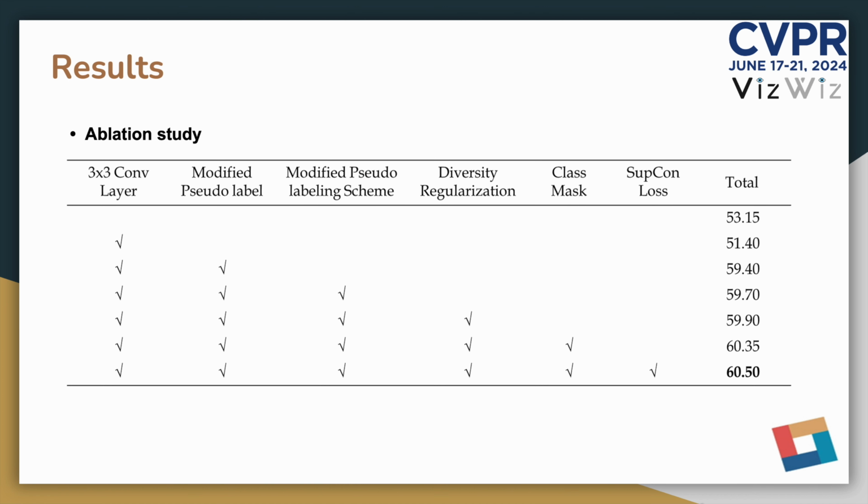When utilizing pseudo labels, performance increased by 6.25%. Applying the pseudo labeling scheme resulted in an accuracy increase of 0.3%, with an additional 0.2% improvement achieved without diversity regularization. Furthermore, integrating class masking led to a notable performance enhancement of 0.45%. Finally, employing the supervised contrastive loss led to a performance increase of 0.15%.